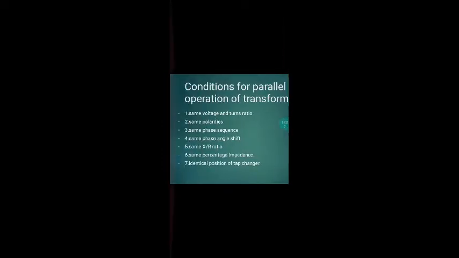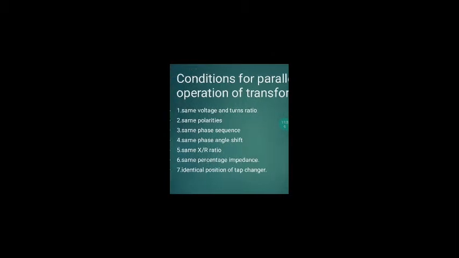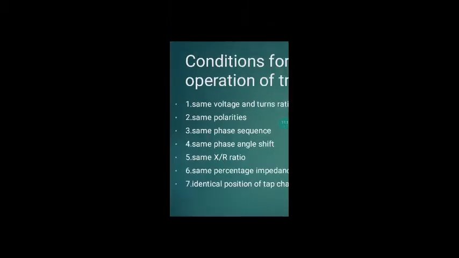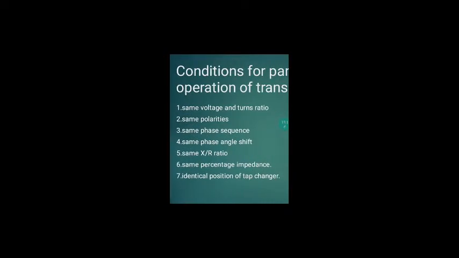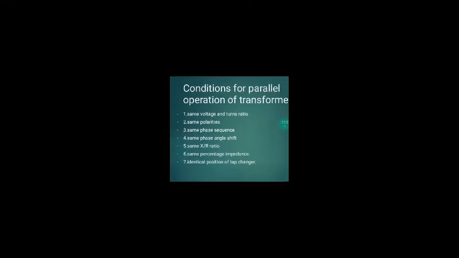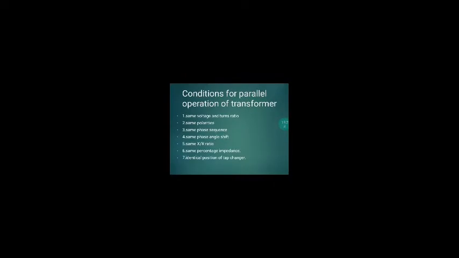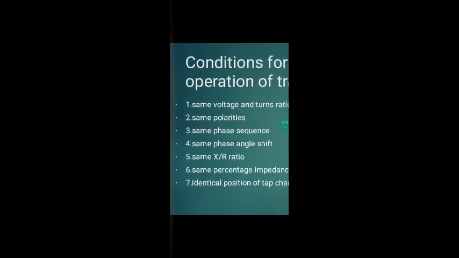These are the conditions for parallel operation of transformer. Okay. Number 1, same voltage and turns ratio of both the transformers. Suppose you are connecting two transformers in parallel, then these conditions must be satisfied. If any one condition among these is not satisfied, then you can't go for parallel operation, or parallel operation of transformer will fail. All these conditions have to be satisfied.